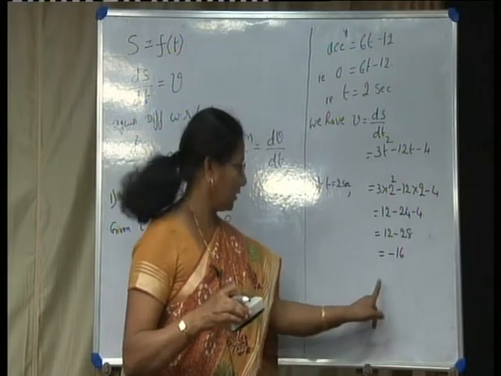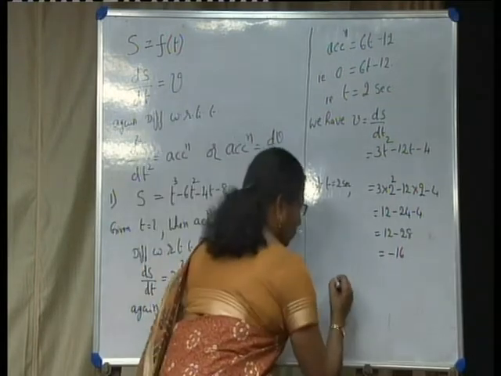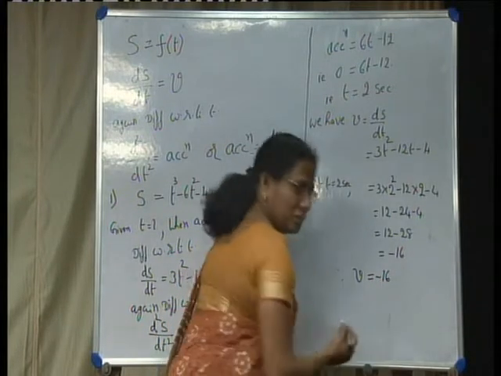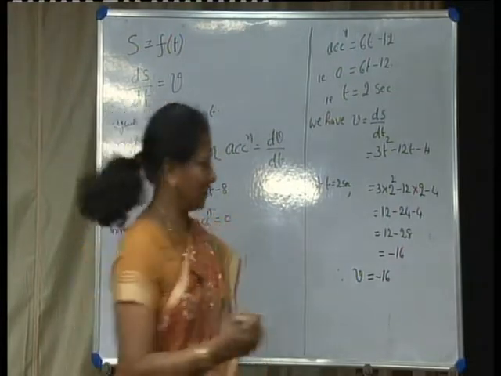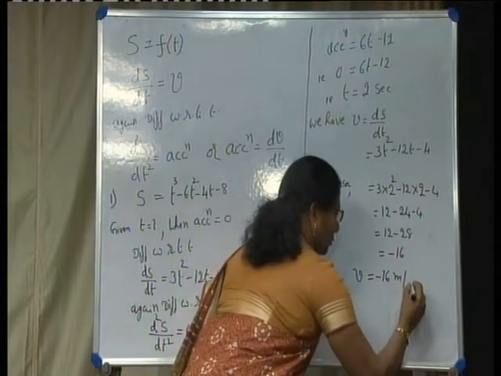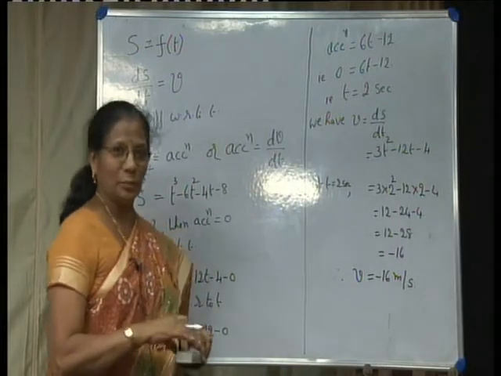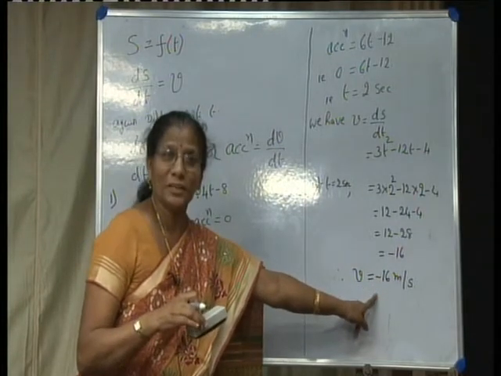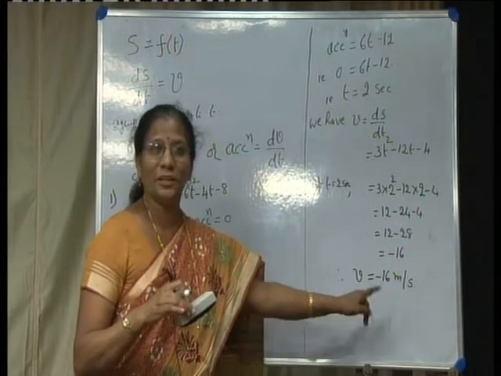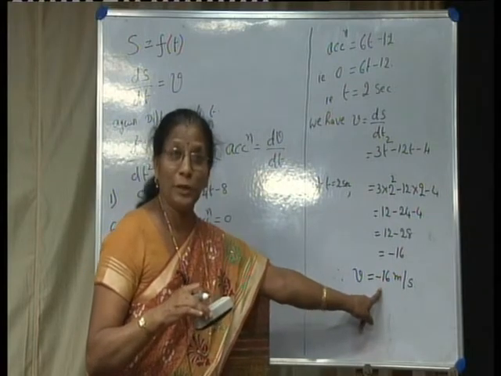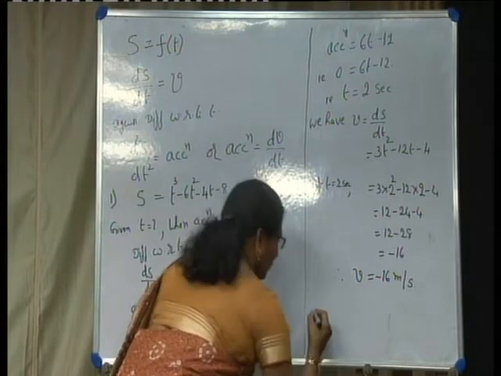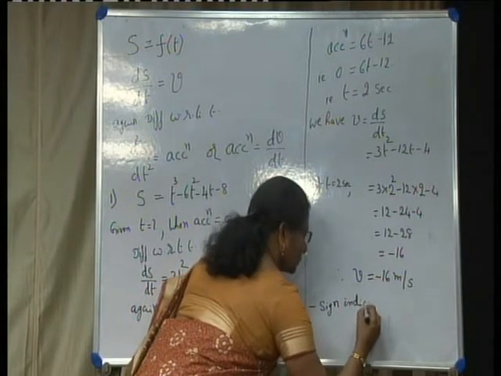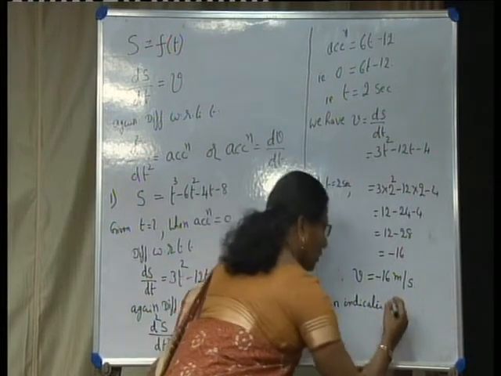So, minus 16. Therefore, the velocity is equal to minus 16 units, it is given in, I think, meters per second. That means the velocity decreases. The minus sign indicates the velocity decreases at the rate of 16 meters per second.